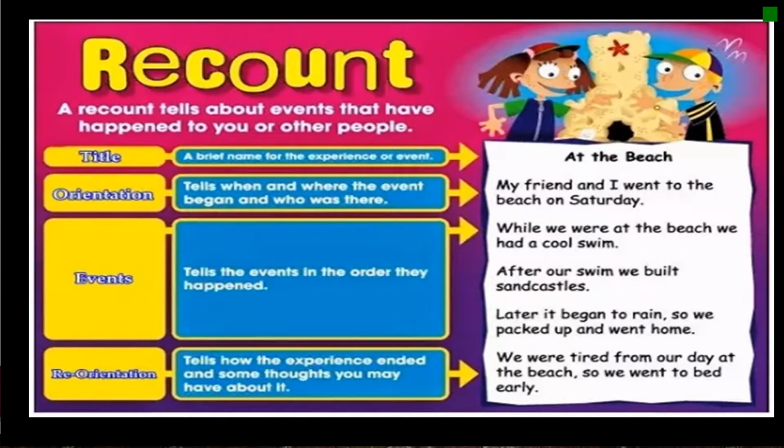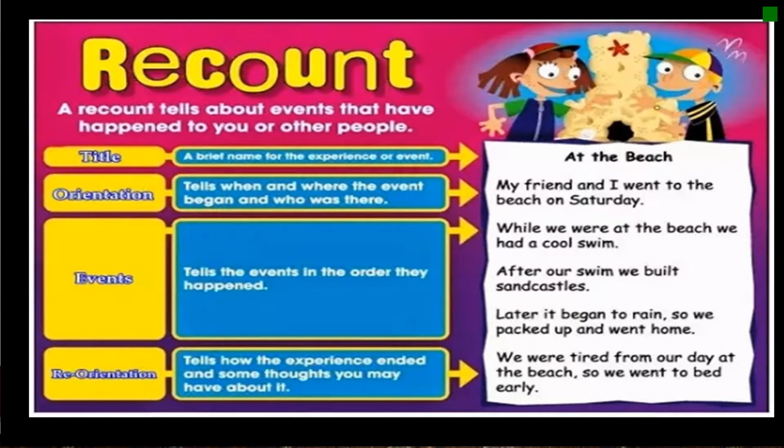Recount. A recount tells about events that have happened to you or other people. The title is a brief name for the experience or the event, and we can look at the example on the right. The title here is At the Beach. Orientation tells when and where the event began and who was there. So we need to answer these questions next.